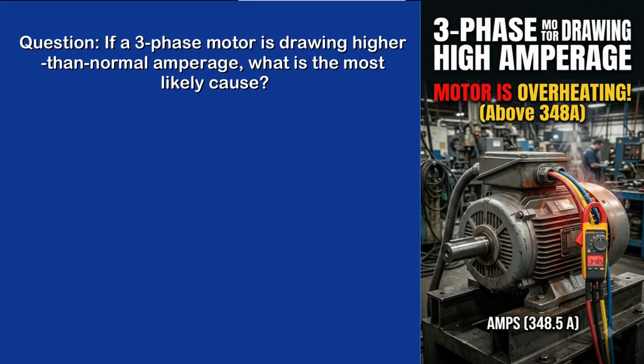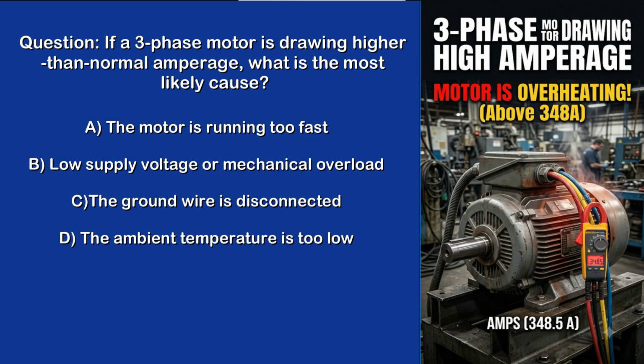Question. If a three-phase motor is drawing higher than normal amperage, what is the most likely cause? A. The motor is running too fast. B. Low supply voltage or mechanical overload. C. The ground wire is disconnected. D. The ambient temperature is too low.